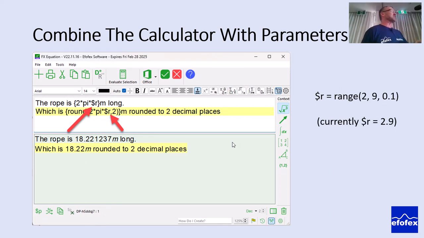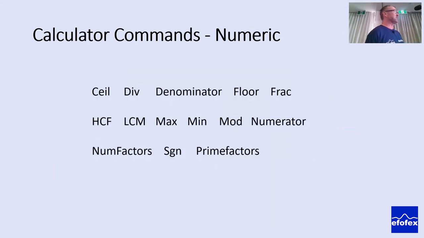That first one was just numbers. This one includes a parameter, $R, which I've said ranges between 2 and 9. And the rope is 18.221, so it's done the calculation based on R currently being 2.9. There's lots of numeric commands. So you can find the numerator of a fraction, you can find the list of prime factors of a number, you can find the denominator, you can find the highest common factor of two numbers.